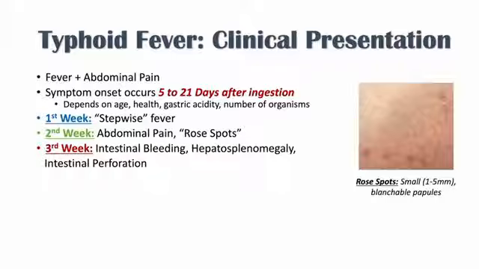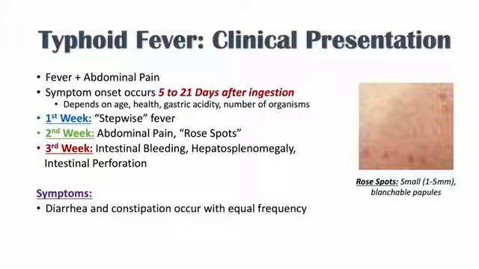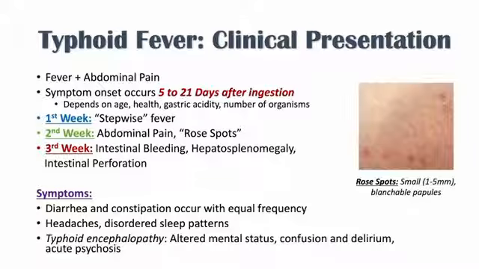Other symptoms of typhoid fever are due to the GI system being affected, so you can see diarrhea or constipation. These seem to occur with equal frequency, so about 50% of the time you'll have diarrhea with typhoid fever, the other 50% of the time you'll have constipation. You could also see headaches, disordered sleep patterns, and you can also get what we call typhoid encephalopathy. Typhoid encephalopathy causes an altered mental status, confusion, delirium, and even acute psychosis.